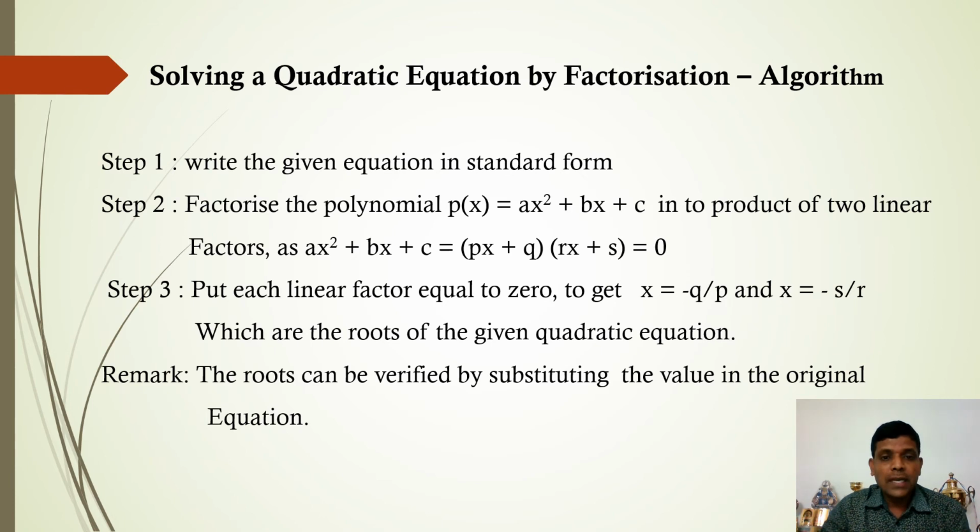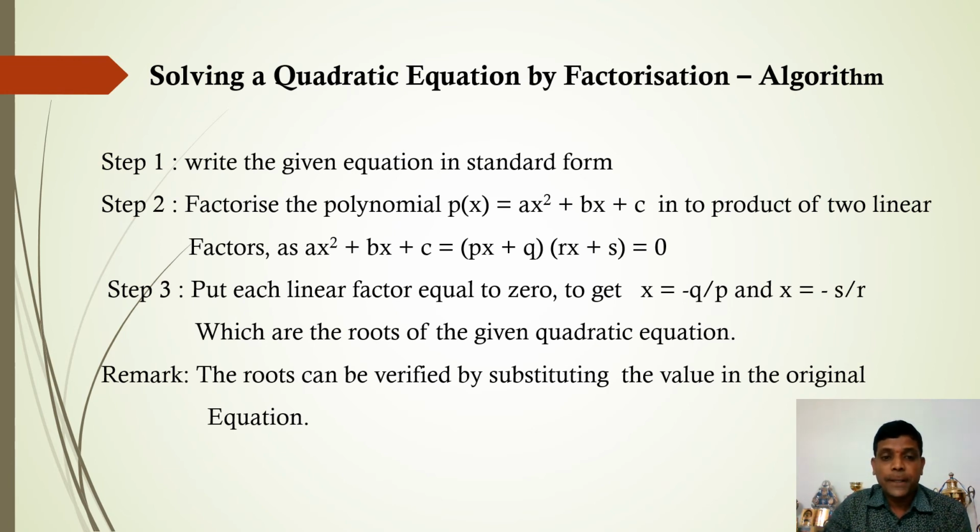Step 2: factorize the polynomial p of x equals ax square plus bx plus c into a product of two linear factors, as ax square plus bx plus c equals (px plus q)(rx plus s) equals 0. Here ax square plus bx plus c is written as px plus q and rx plus s. Remember one thing, px plus q and rx plus s are linear factors.